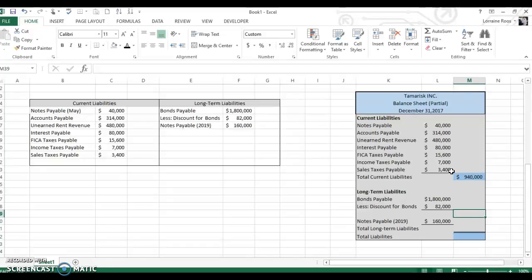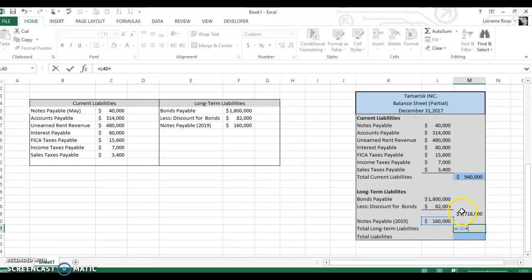And now we want to find our long-term liabilities. So what we want is we want to get our net bonds payable. I don't know if that's a word or if I just made that up. But we take our face value minus our discount. That's going to give us, instead of 1,800,000, we have 1,718,000.